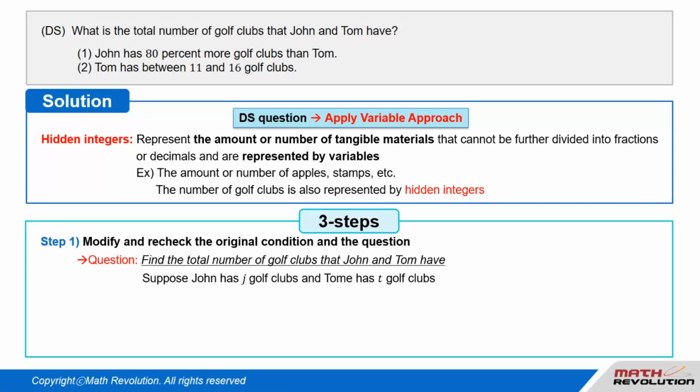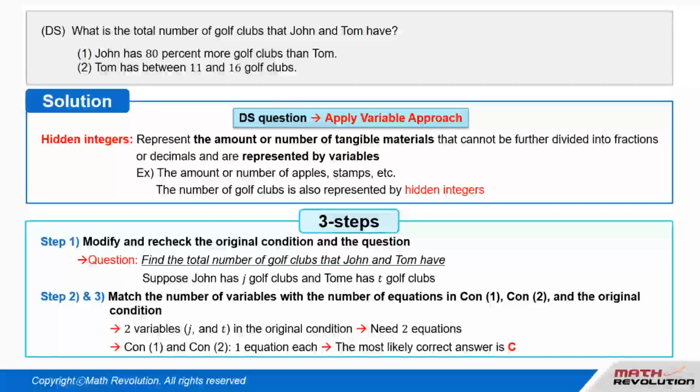Follow the first step of the variable approach by modifying and rechecking the original condition and the question. We have to find the number of golf clubs that John and Tom have. Suppose John has J golf clubs and Tom has T golf clubs. Follow the second and third steps. From the original condition, we have 2 variables, J and T.